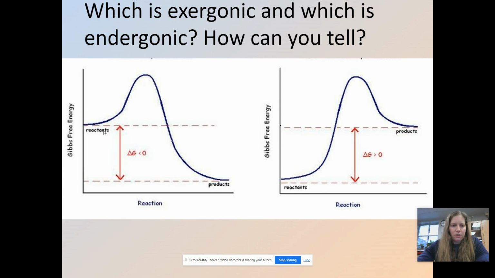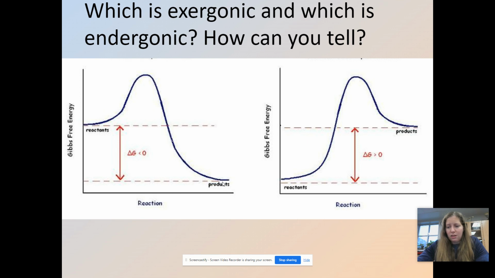So in this first diagram here, the reactants are starting with more energy. The products are ending with less energy. That means over the course of the reaction, we have lost energy. This reaction is exergonic, okay? Because we have less energy in our molecules than we had before.